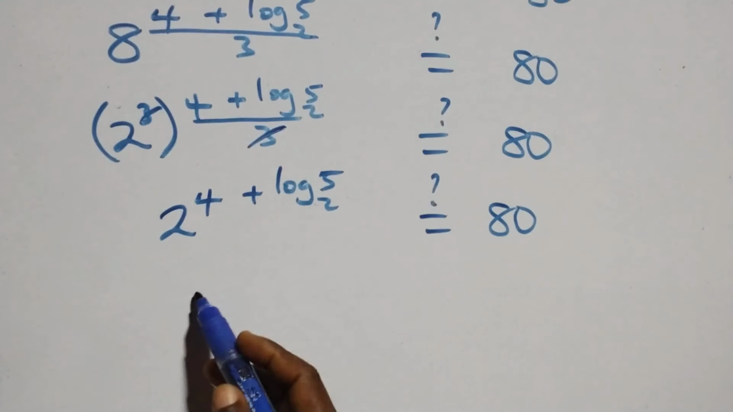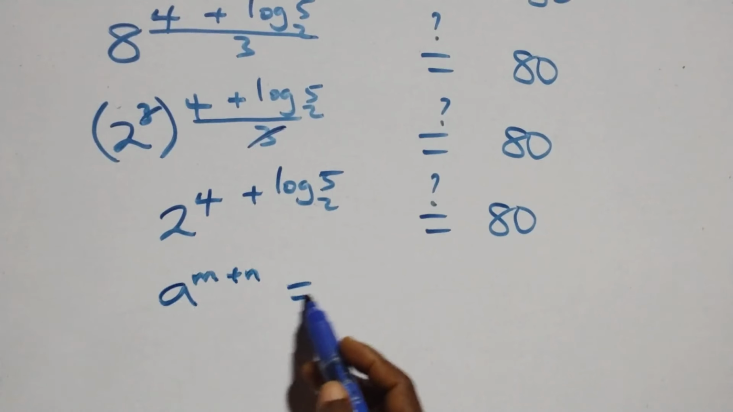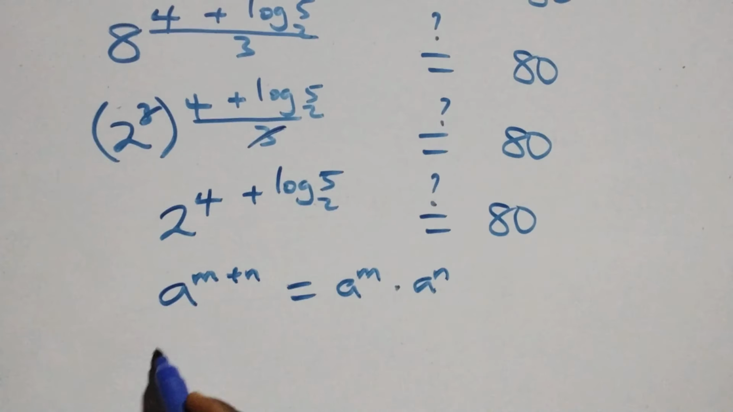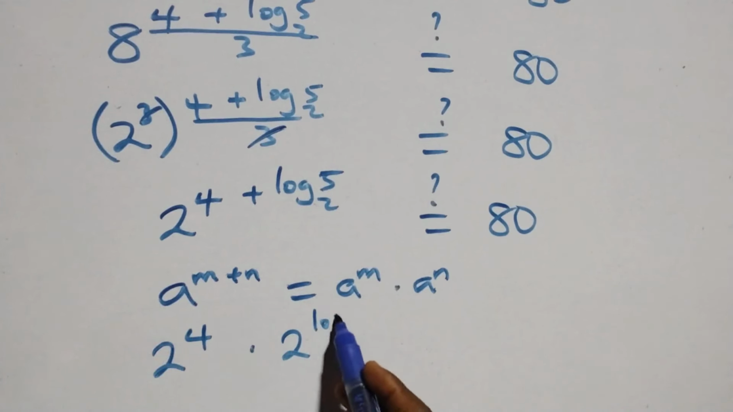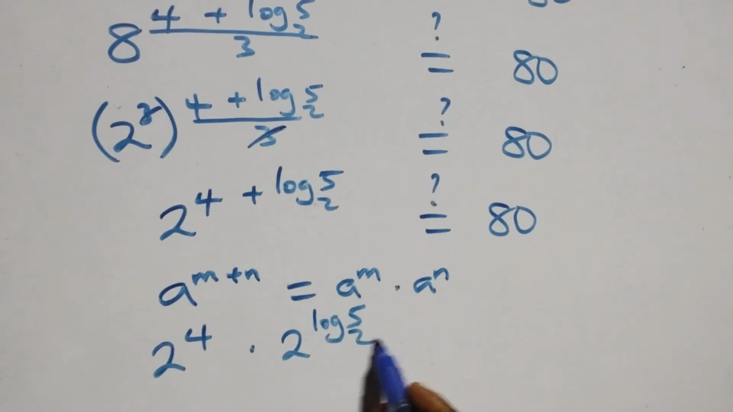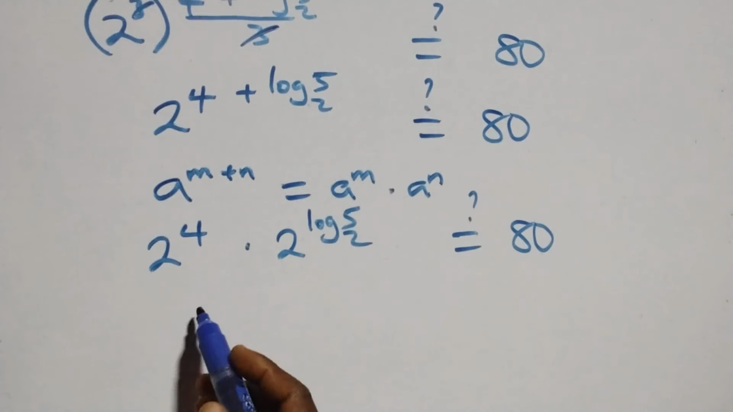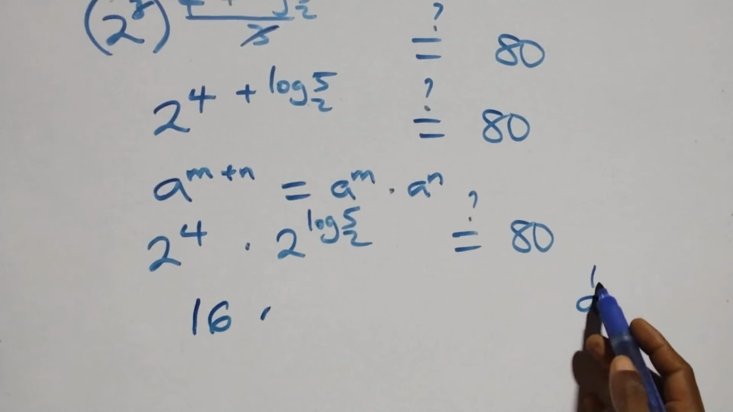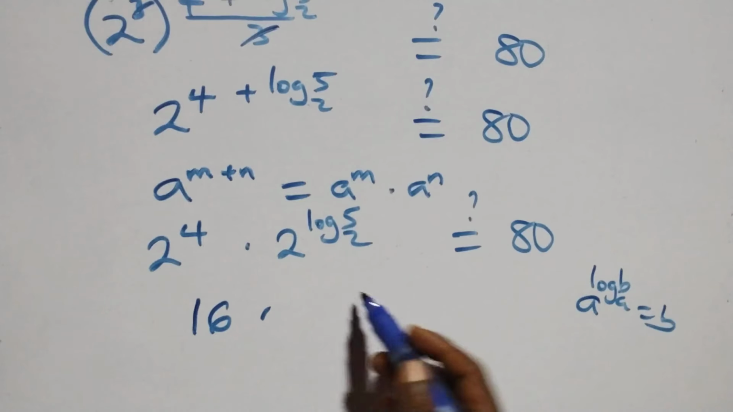That is, here, this also follows when we have a raised to power m plus n, same thing as a raised to power m times a raised to power n. As this here we have 2 raised to power 4 times 2 raised to power log 5 base 2 equals 80 on this side. And 2 raised to power 4, that's 16. And then this follows when we have a raised to power log b to base a, which equals b. As this here we have 5.